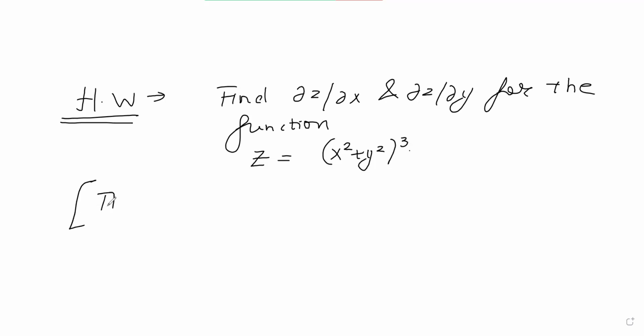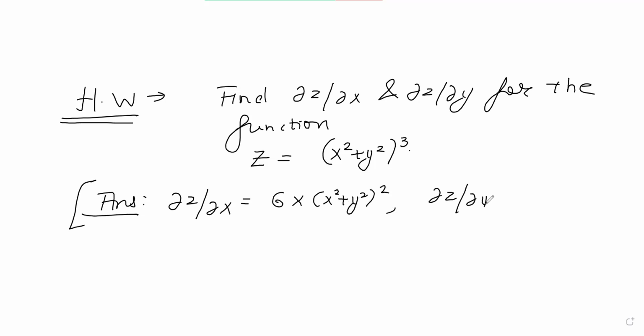And I'm writing the answers for all students. Del z by del x is going to come out as 6x times x square plus y square whole square, and del z by del y will come out as 6y times x square plus y square whole square. These are the answers which all students are going to get.